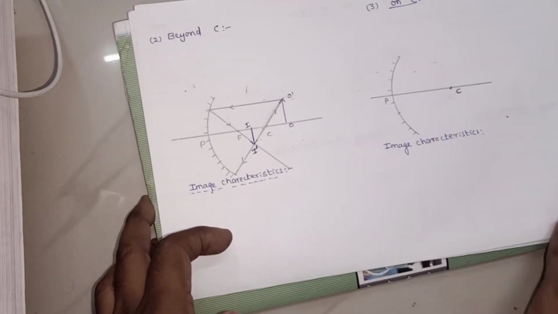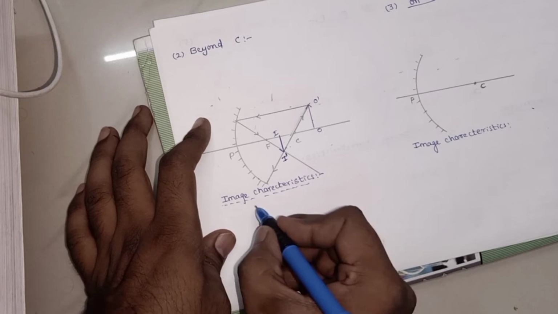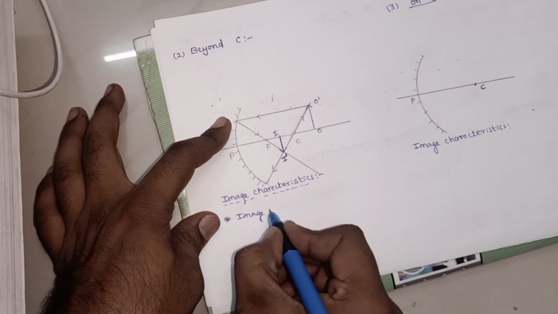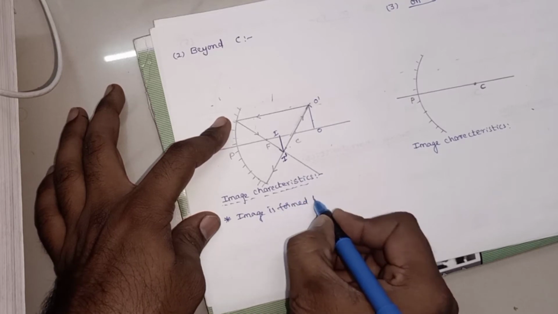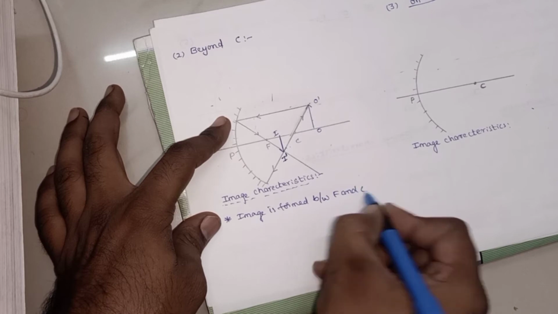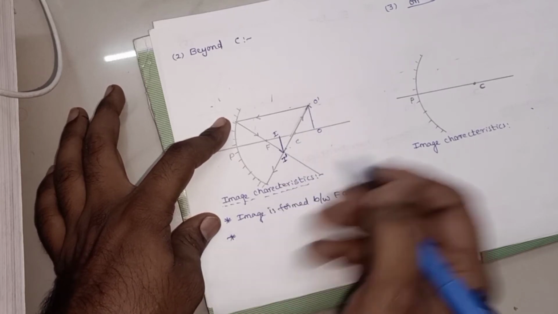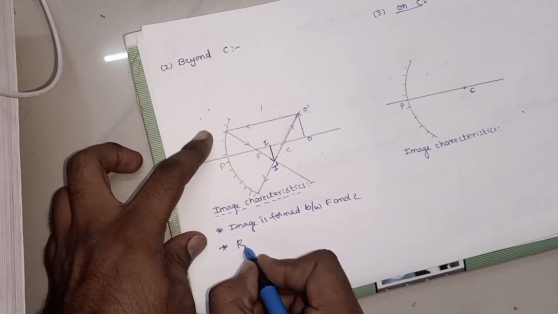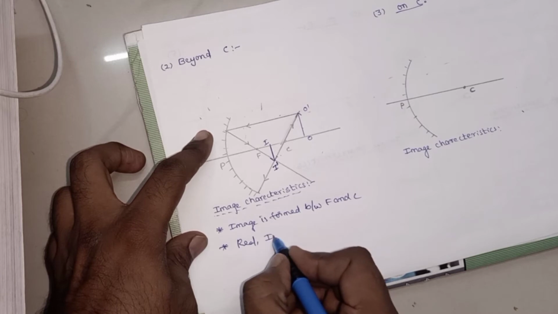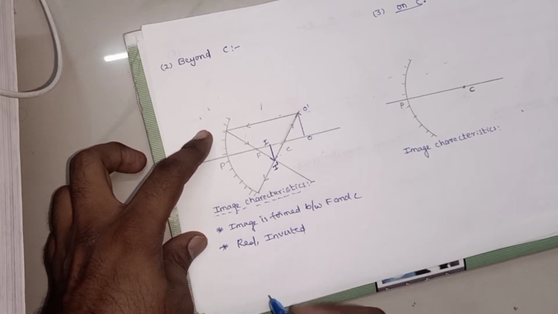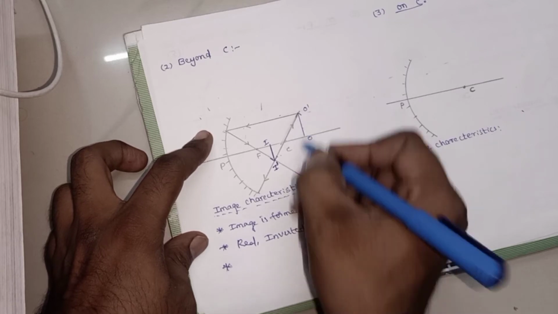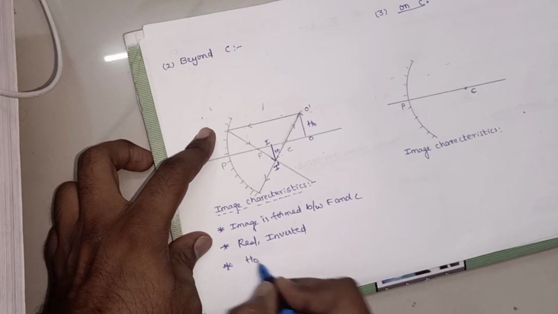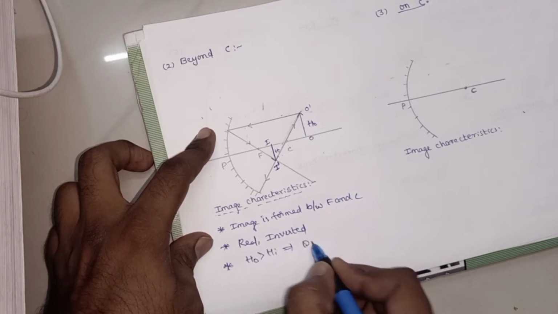Clear? So what are the image characteristics? The image is formed between F and C, and since the rays are converging rays and the image also forms outside the mirror, what is the nature of the image? It is a real image, and a real image is always inverted, real and inverted image. And if you compare, this is the height of the object and this is the height of the image. So the height of the object is more than the height of the image, nothing but a diminished image.